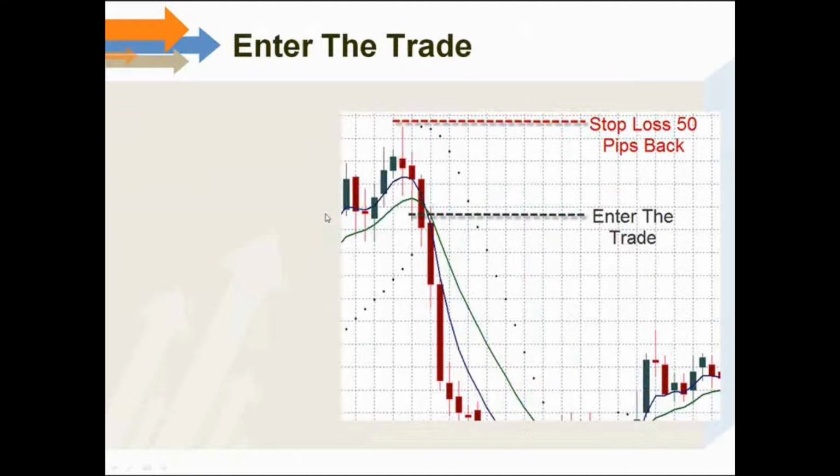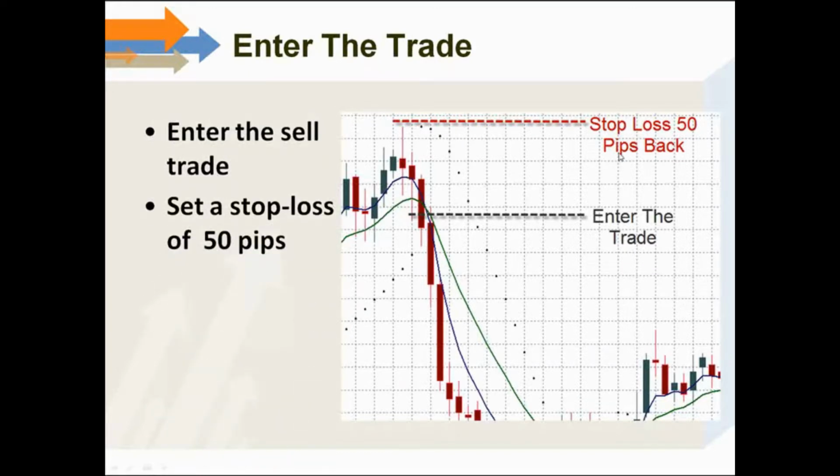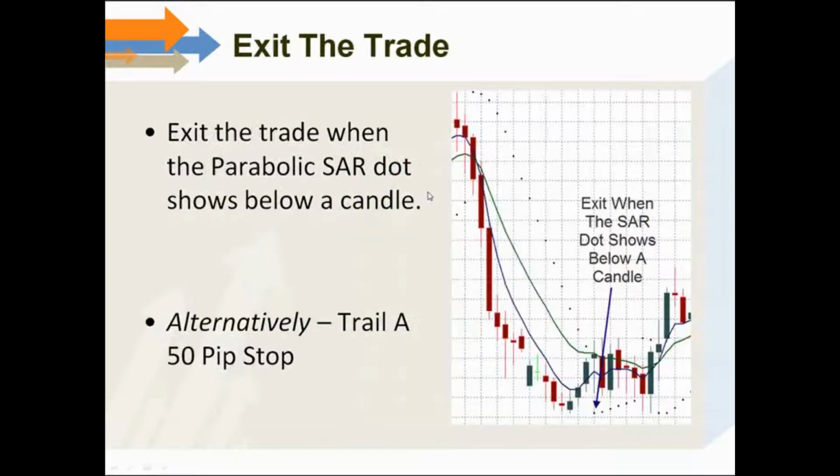So let's do that. When we enter the trade, we enter at that point. We enter the sell trade and we set a stop loss, and this is to protect us in case things don't go our way, 50 pips back from the entry point. And then once we're in the trade, we exit the trade when the parabolic SAR dot appears below a candle. So in this case, we entered the trade up here and we stayed in the trade all the way until the parabolic SAR dot appeared below the candle on the chart.